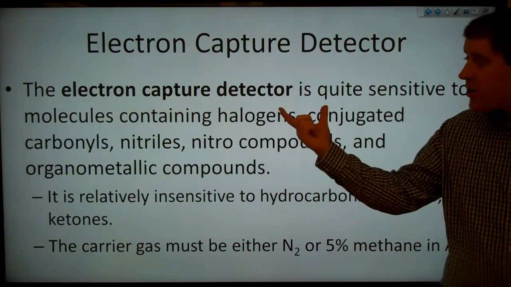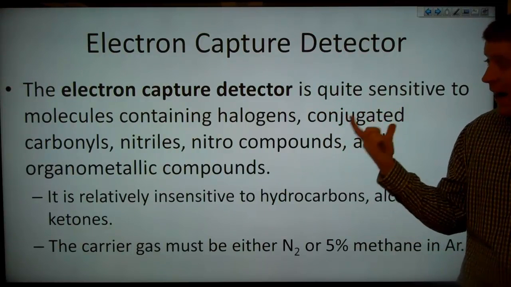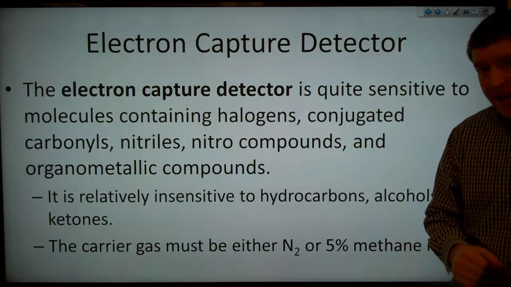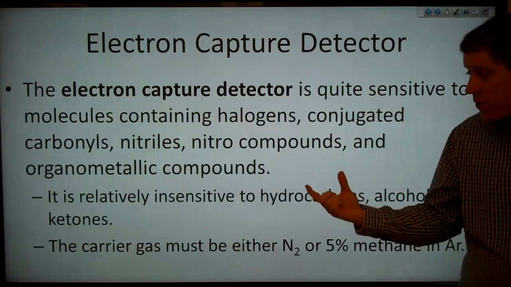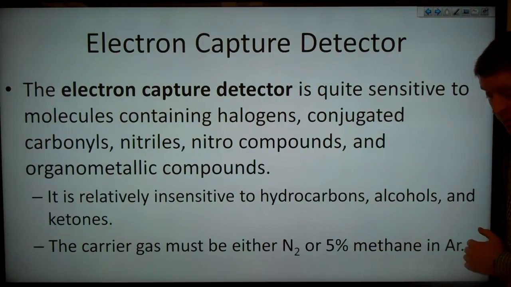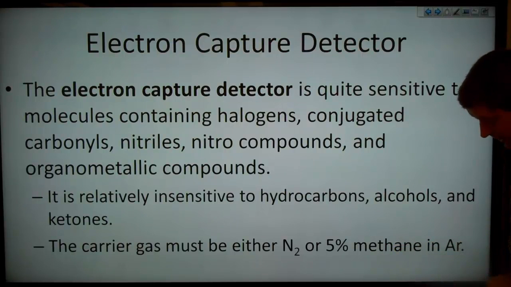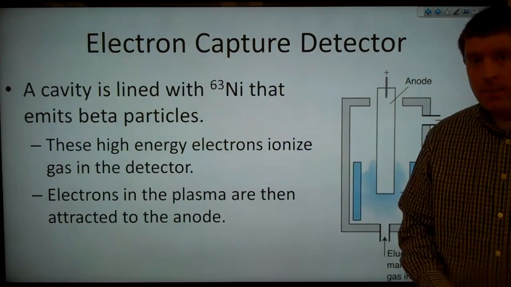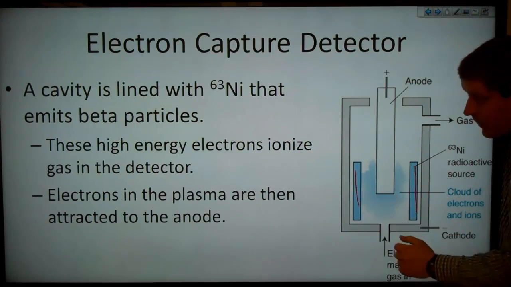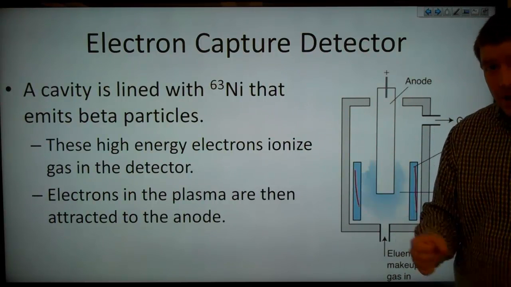For example, the electron capture detector is quite sensitive to molecules containing halogens, conjugated carbonyls, nitriles, nitro compounds, and organometallic compounds. It's relatively insensitive to hydrocarbons, alcohols, and ketones. And the carrier gas must be either nitrogen or 5% methane in argon. And we have a cavity here that is lined here and there with nickel-63 that emits beta particles.